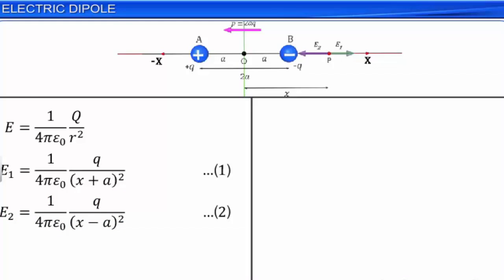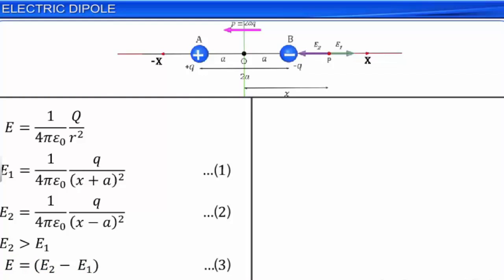The direction of this electric field is in the direction of the dipole moment. The point P is nearer to the charge -Q than the charge +Q. As the distance of the point P from -Q is lesser than that from +Q, the magnitude of the electric field strength E2 is greater than E1. Hence, the magnitude of the resultant electric field strength E at the point P is equal to E2 minus E1. Let this be equation 3. The direction of the resultant field strength at the point is in the direction of E2.